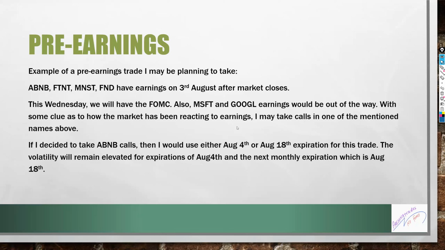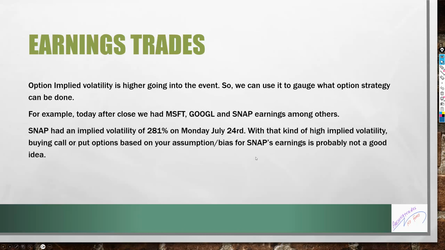Okay. Sorry. So now we talked about the pre-earnings trade. Now, what about earnings trades, right? We talked about implied volatility building up, being high, going into an event. It's an anticipation. It's uncertainty. You do not know what the earnings is going to be. So you are buying expensive options, which means that it needs to do more than what is priced in.